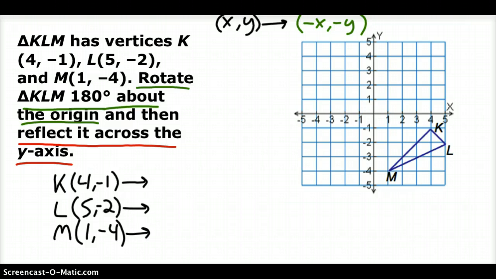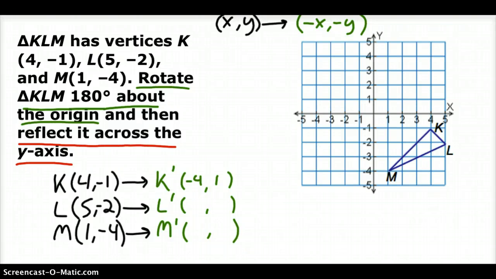Let's start with just this first portion. Those points are going to be K prime, L prime, and M prime, and they're going to have specific ordered pairs that go along with them. If we do the rule for 180-degree rotation, all we're going to do is change the signs. That means we should have -4, +1, -5, +2, and then -1 and +4. We'll go ahead and graph that on our coordinate plane now.